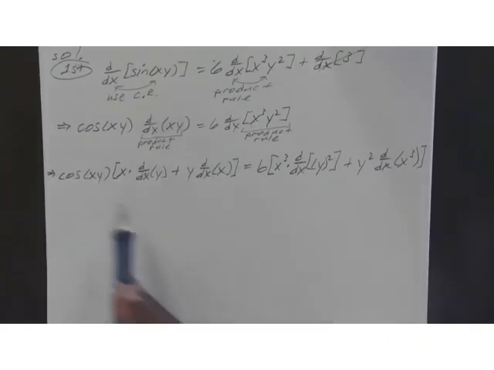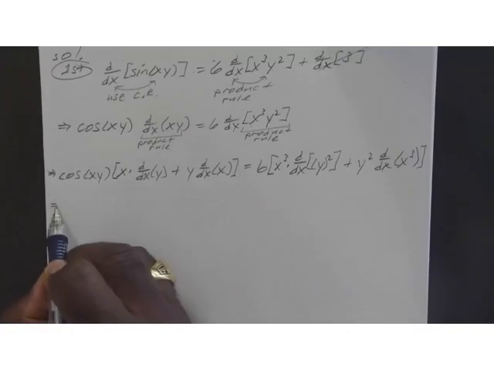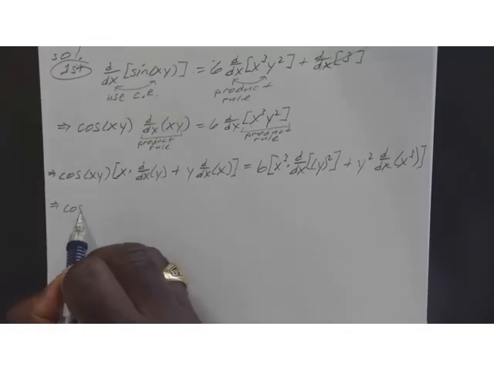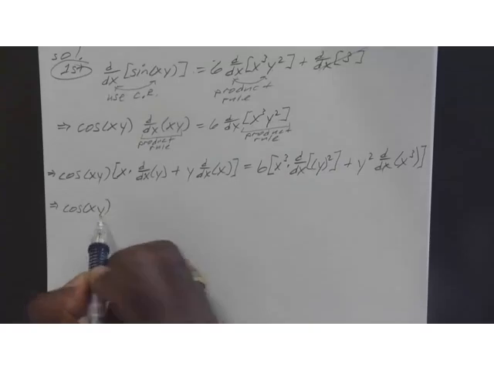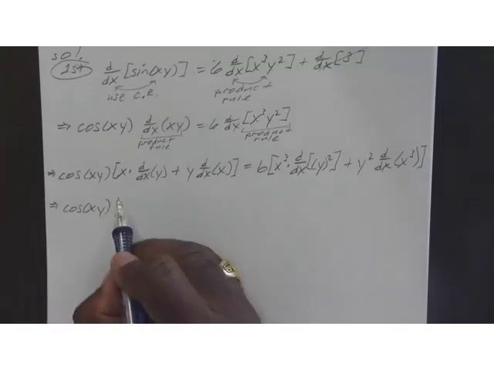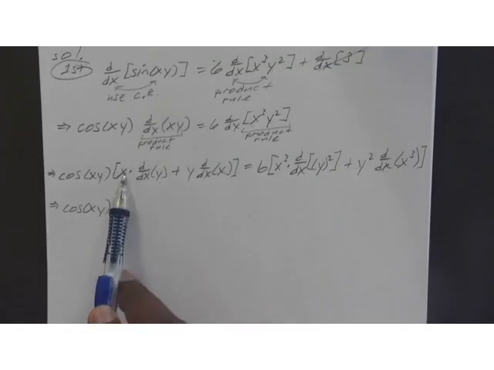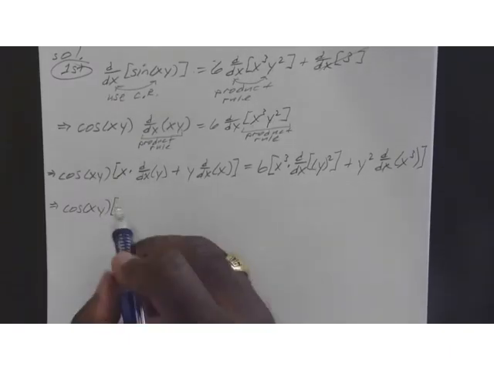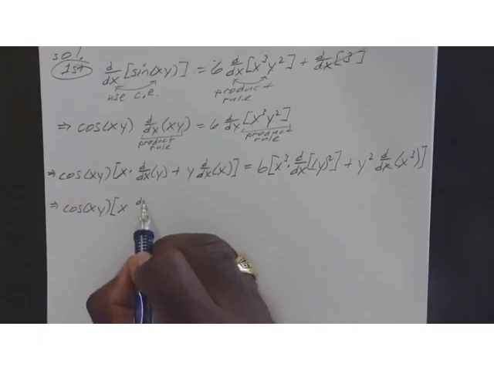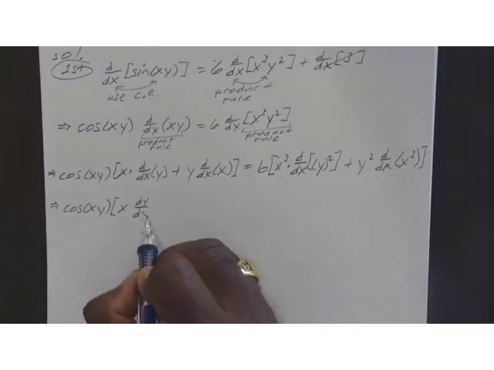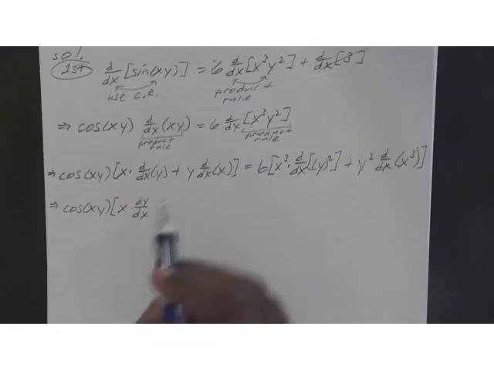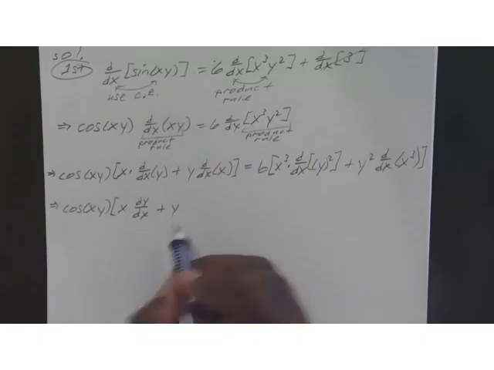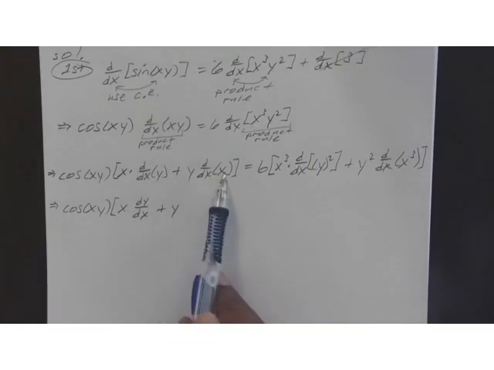Okay, so if we simplify each one of those one by one, we get cosine of x times y times, you have x times dy/dx, so we can just combine those two. So x times dy/dx plus y times the derivative of x with respect to x, which is just 1.